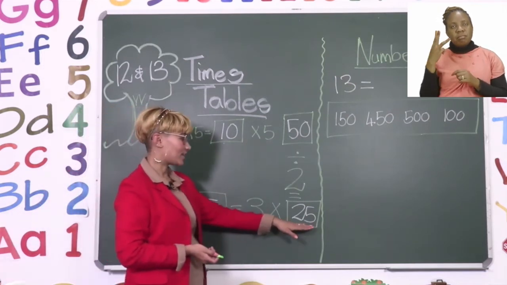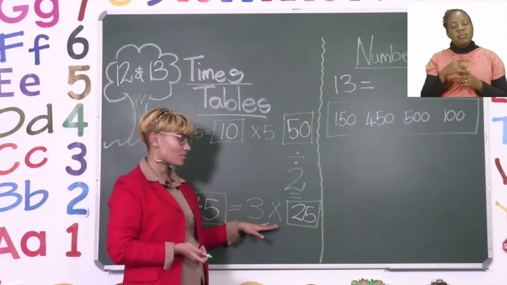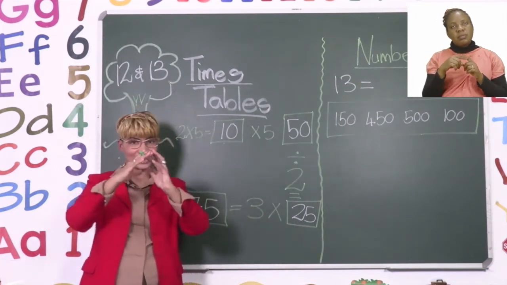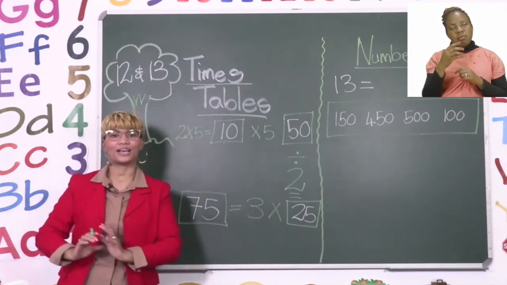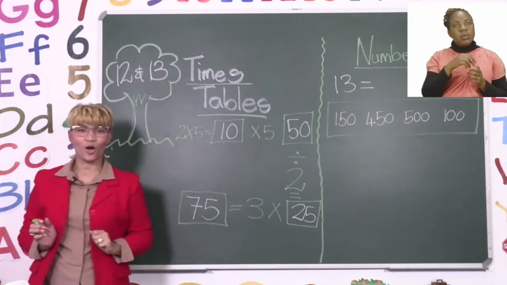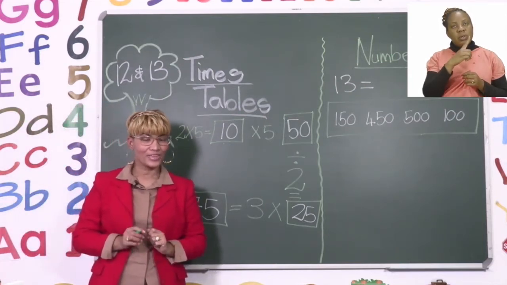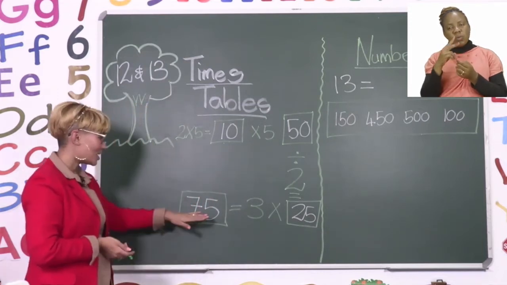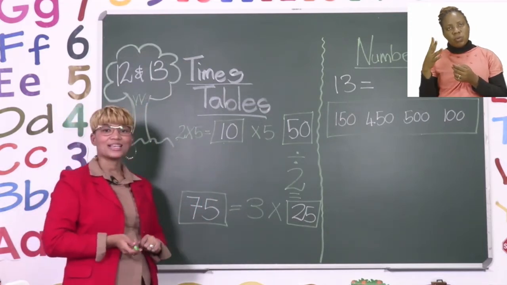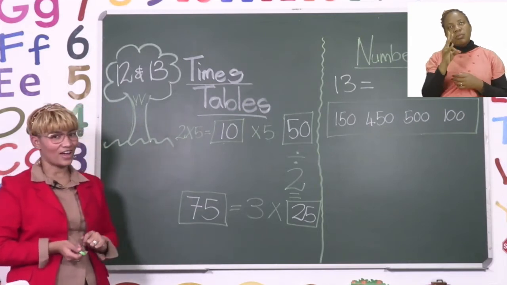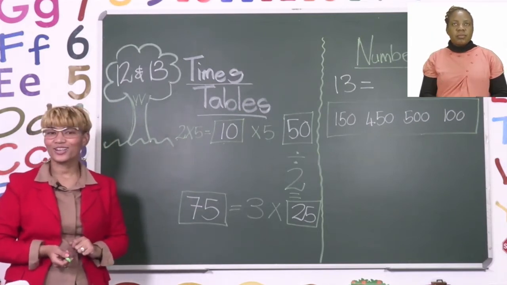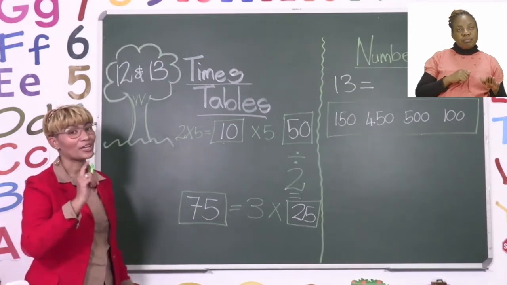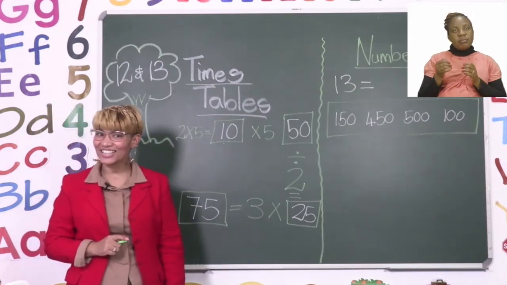Now we take this answer and we times 3. So if we say 25 times 3, we say 25 plus another 25 plus a third group of 25. And if you add up all your groups of 25, you get the number 75.